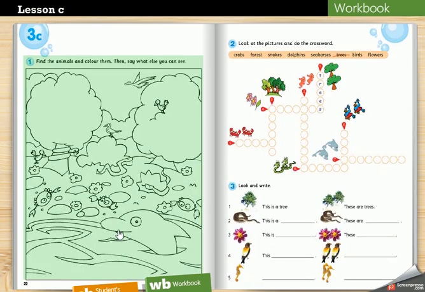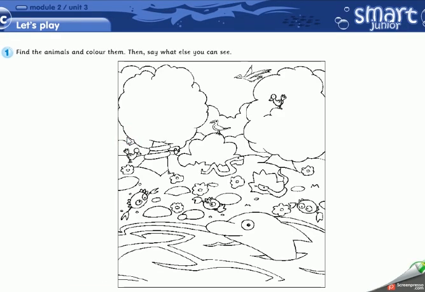Now, let's see page 22, okay? On page 22, we have to find the animals. We have a picture of animals and we have to find them and color them. Use your colors and color the picture and find the animals we have. We have many animals in here, so color them, okay?